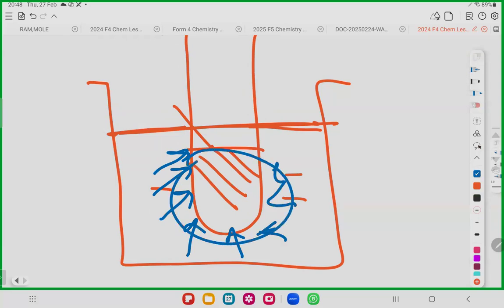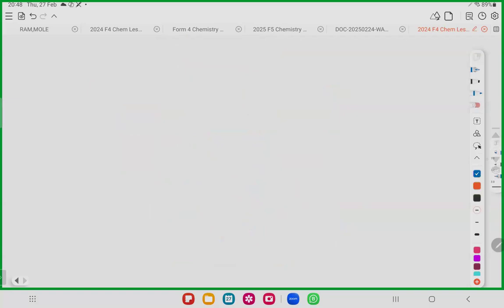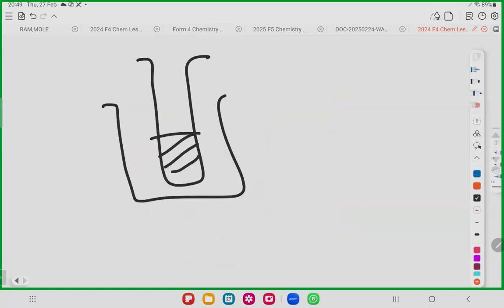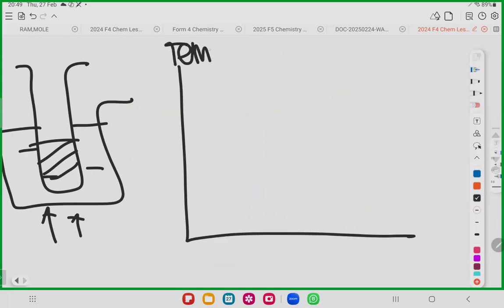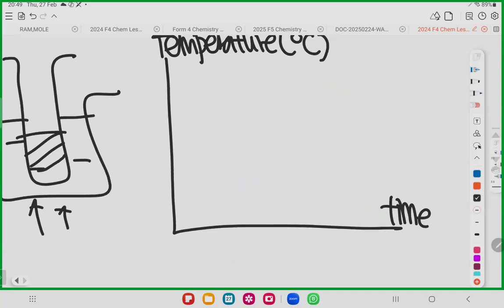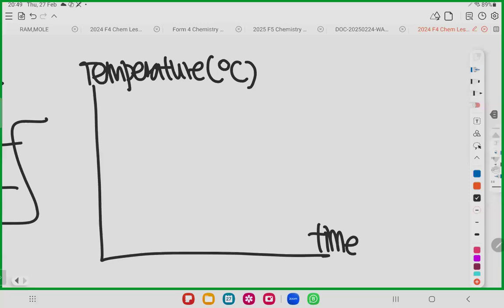Understand? All right. So now, when we do the heating curve experiment, what we expect to see. Let's say this is the graph. The graph is temperature against time. The unit for temperature must be degrees Celsius. The time depends. Sometimes the time is in seconds, sometimes in minutes. The question will tell you whether they want the time in seconds or minutes.